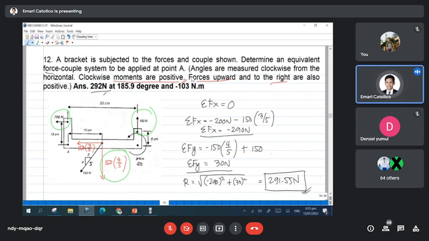Okay, so okay na si resultant. Ano pang gagawin na sunod? Mag-moment na tayo. So, may nahanap is equivalent force at point A. Nasaan ba si point A? So, ito si point A. Yan. Okay? So, magmo-moment daw tayo sa A.